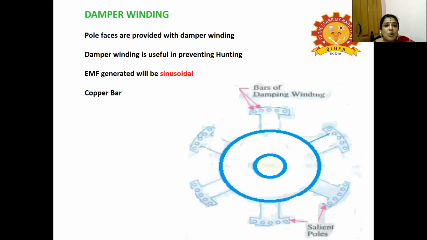Damper winding is mainly used. Pole faces are provided with damper windings. Damper winding is used for preventing hunting. The EMF generated will be sinusoidal, and this is the copper bar that is used for the damper windings.